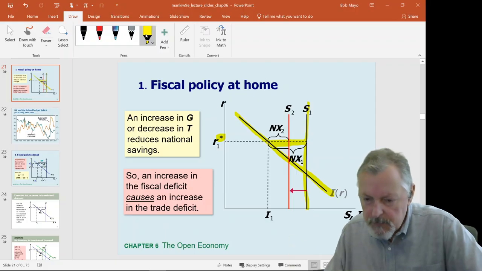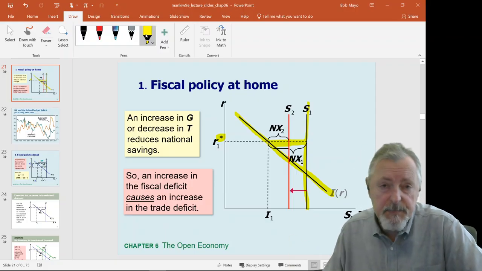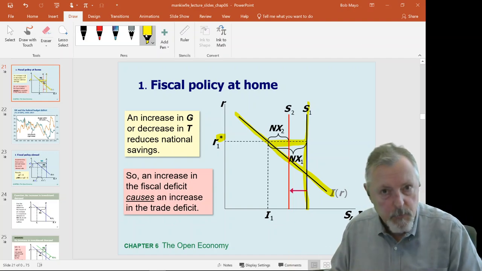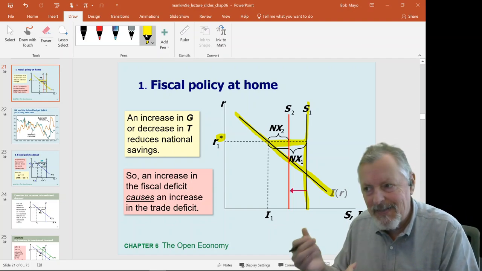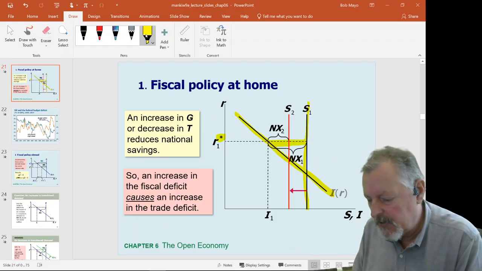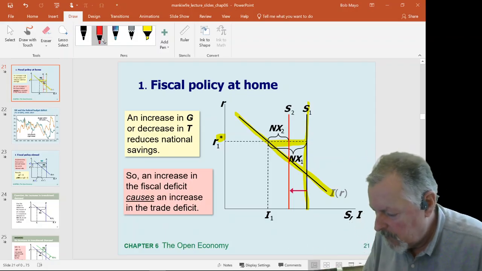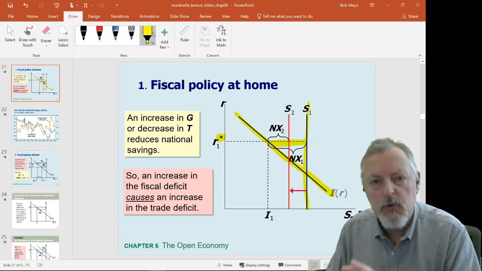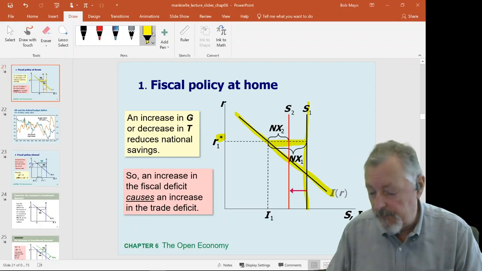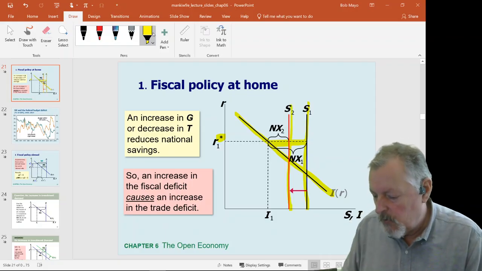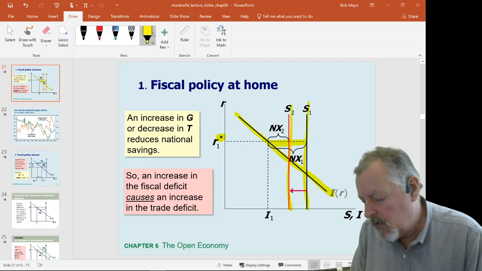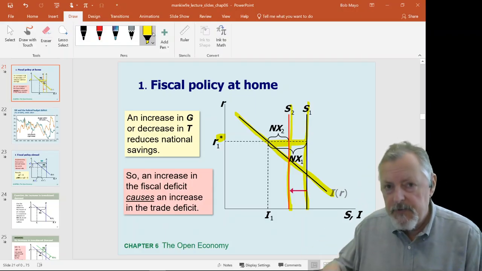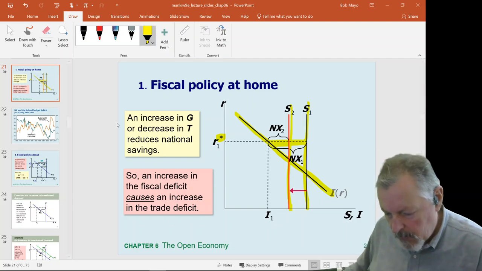But then if domestically the government decides to spend more, the government will be consuming more stuff. There'll be less available for savings. Savings will go down. So the supply of loanable funds curve will shift left to S2, which means net exports will go down from NX1 to NX2. That's one mechanism by which fiscal policy can change trade balances.